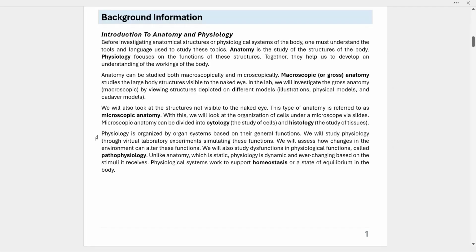Physiology is organized by organ systems based on their general functions. We will study the physiology through virtual laboratory experiments simulating these functions. We will assess how changes in the environment can alter these functions. We will also study dysfunctions in physiological functions, called pathophysiology, or like when something stops working properly. Unlike anatomy, which is static, physiology is dynamic and ever-changing based on the stimuli it receives. Physiological systems work to support homeostasis, or a state of equilibrium in the body.